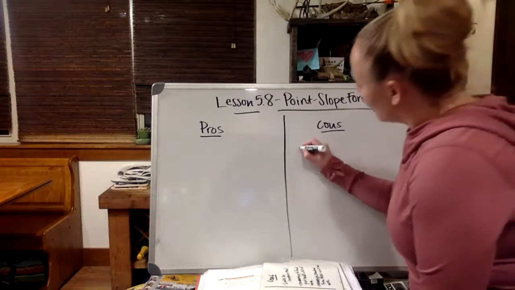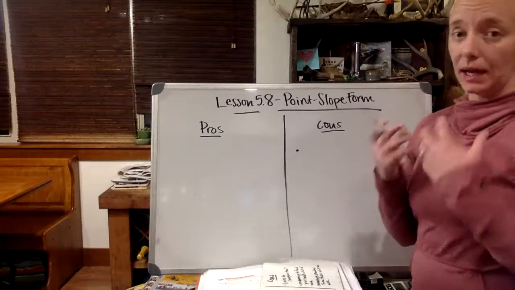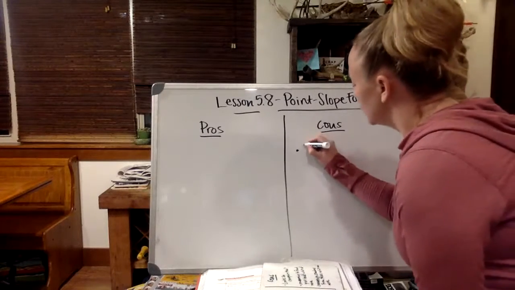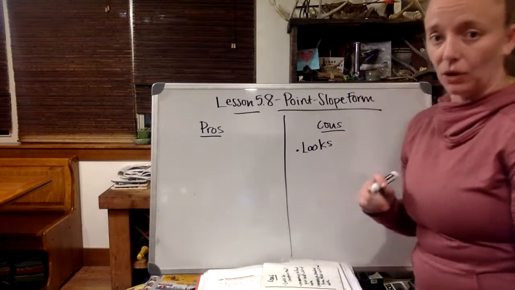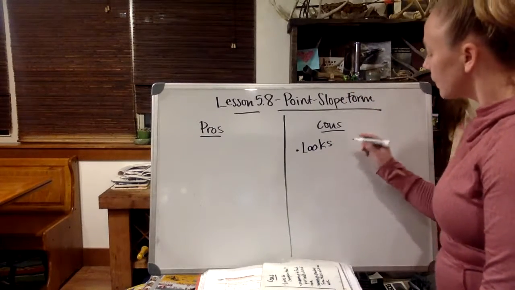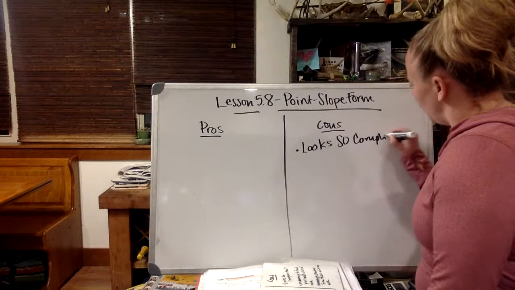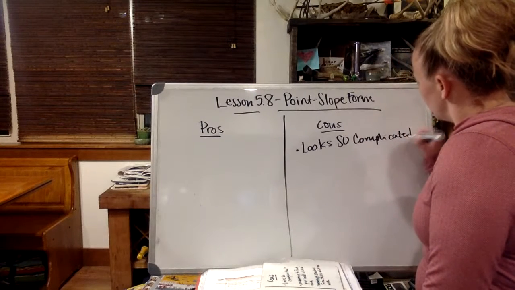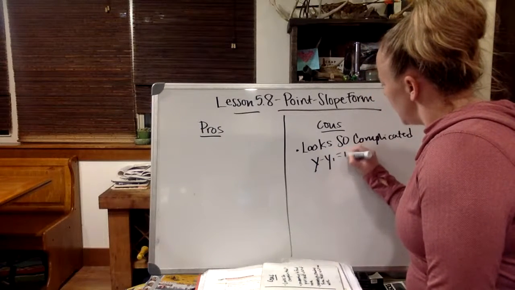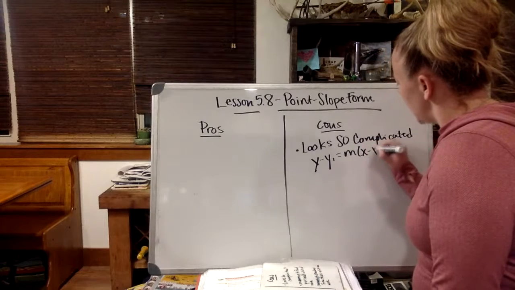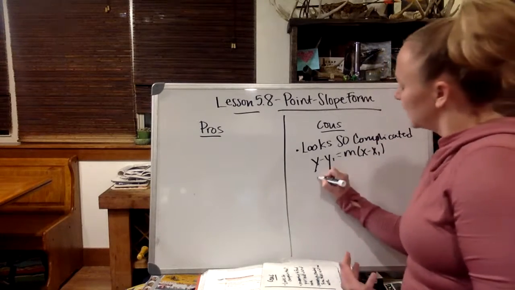So first of all, point slope form looks super complicated and it can be intimidating. Because it looks so complicated, a lot of people shy away from point slope form, even though it can be so versatile. If we look at point slope form so we can really see it, y minus y1 equals m times x minus x1. If we look at that base equation, what if we ended up having something like this?